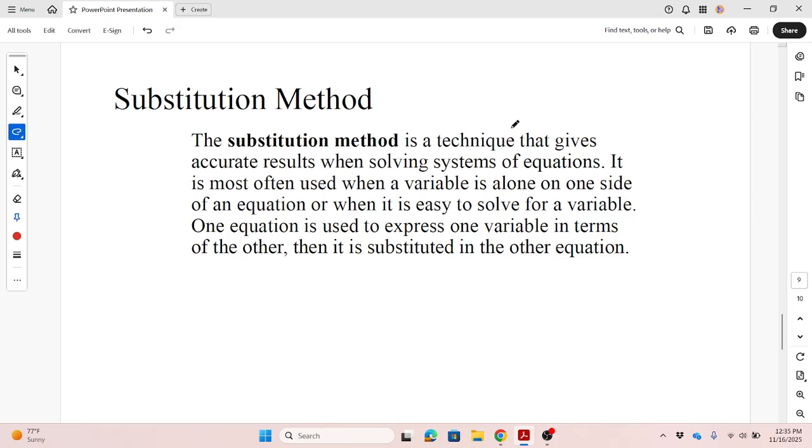So there is another way to solve the system of equations. Sometimes plotting the graph could be very time consuming, so we use the substitution method. Substitution method is a technique that gives accurate results when solving systems of equations. It is most often used when a variable is alone on one side of an equation, or when it is easy to solve for one variable.